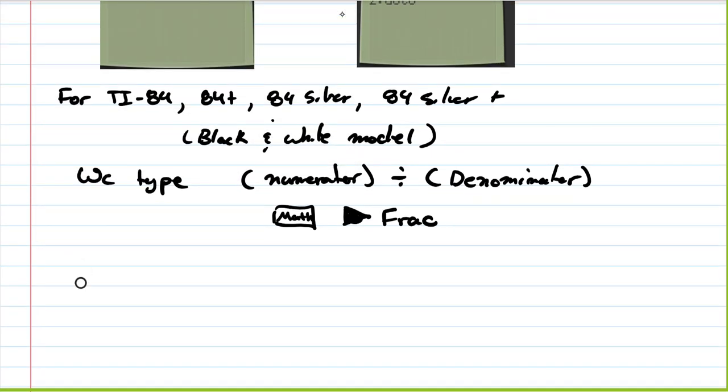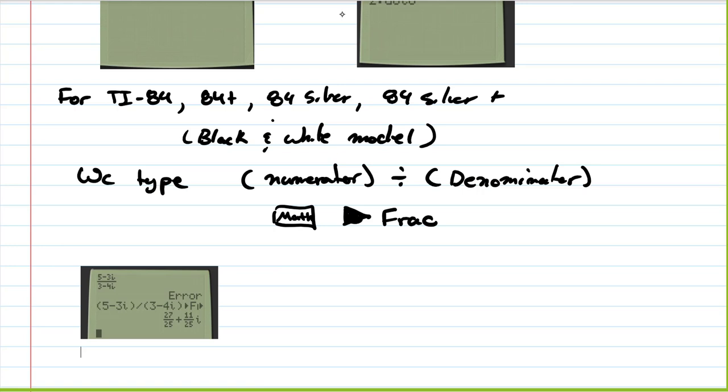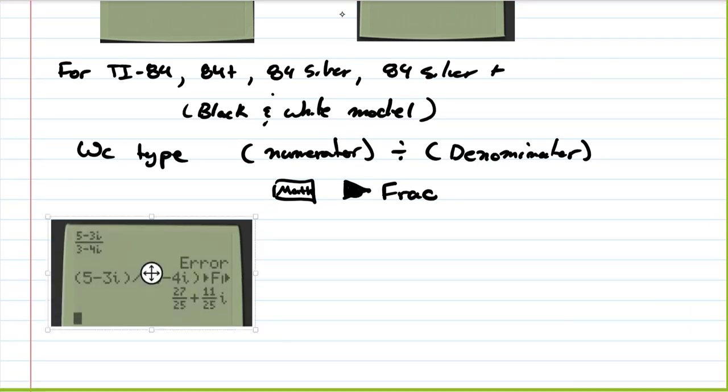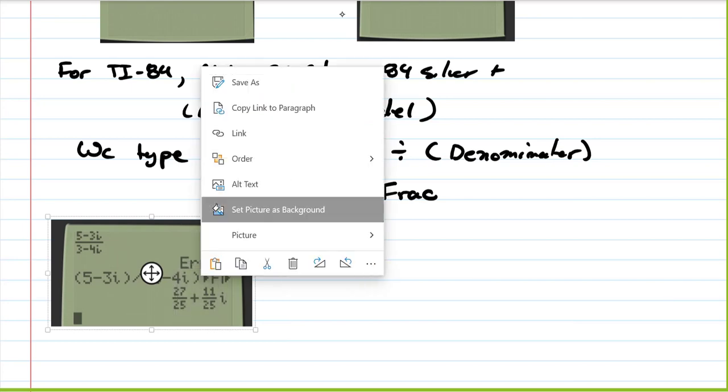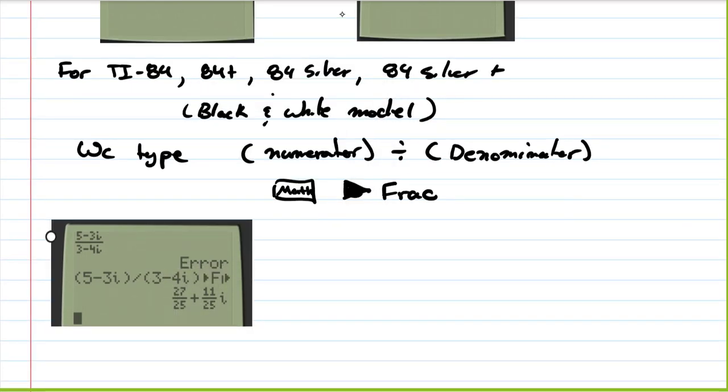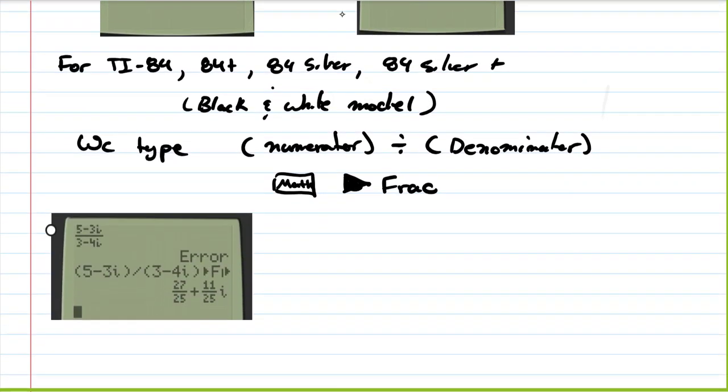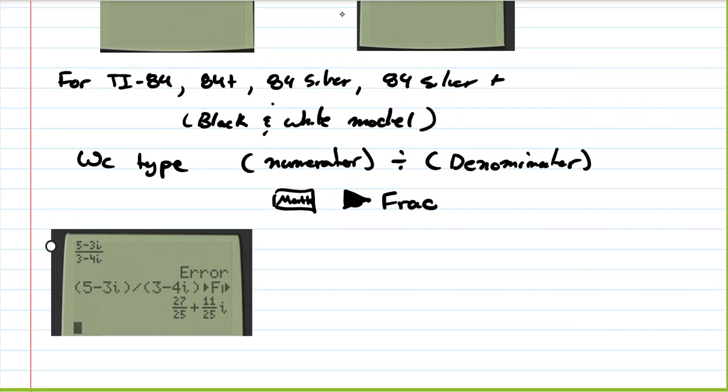So we can get our calculator to do this complex arithmetic. We just have to ask nicely. So if we ask in this fashion, it will indeed give us the same thing. And let's just double check our work that we did by hand. 27 over 25 plus 11 over 25i, and indeed we got exactly the same thing, right? So just be aware that we have to ask our calculator in a little bit nicer of a way.